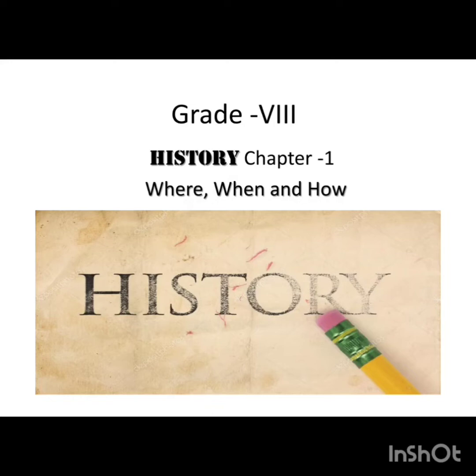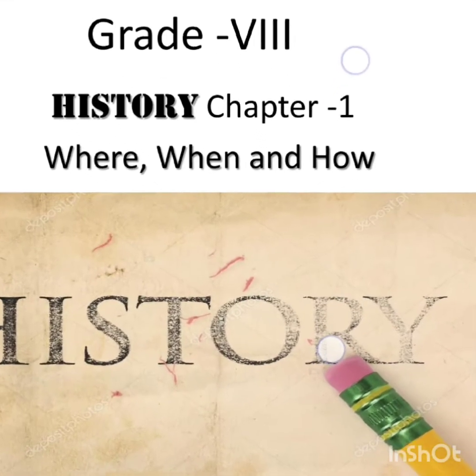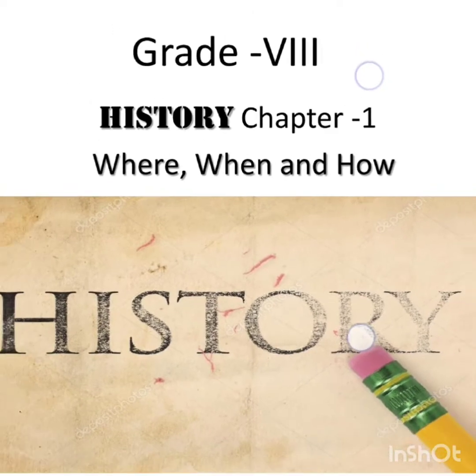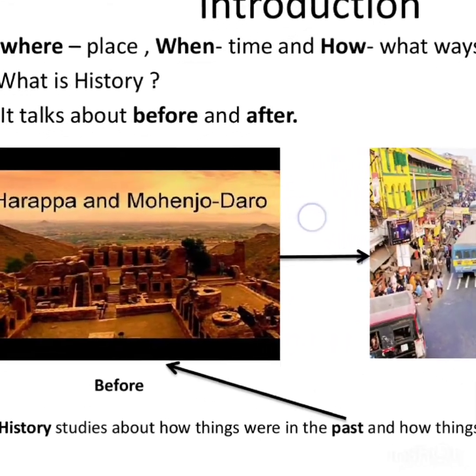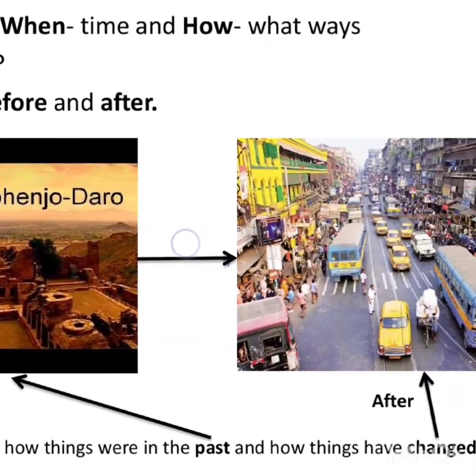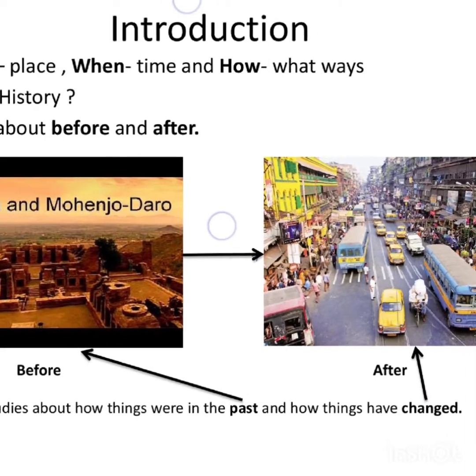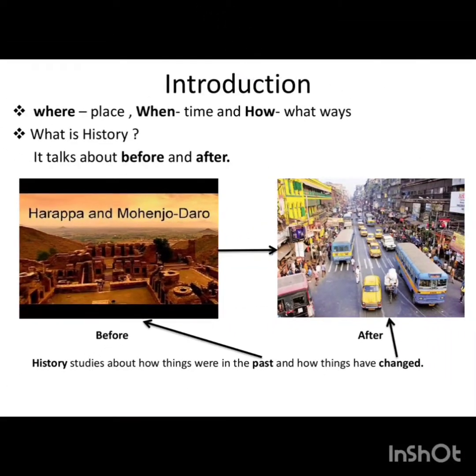Today we are going to start with our first chapter of history, that is where, when and how. So what is where? Where talks about place, when talks about time, and how talks about what ways. Before starting with this chapter, we must try to understand what is history and why do we study history. So let's start. What is history?